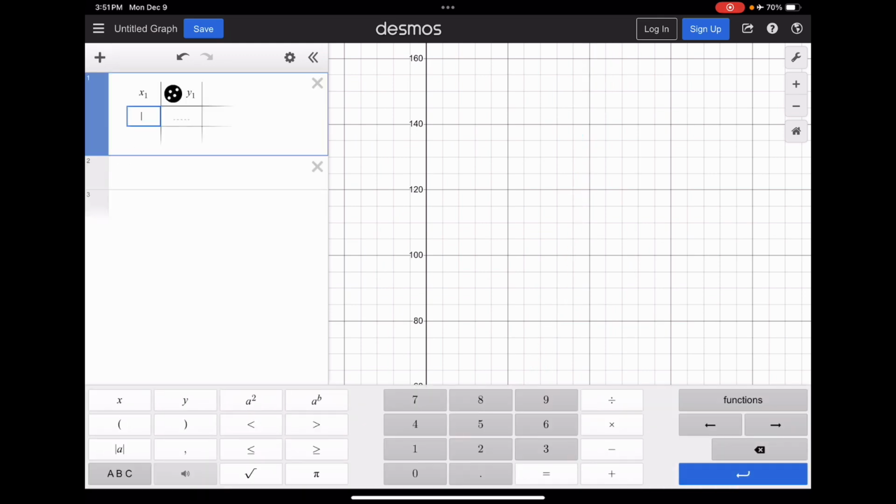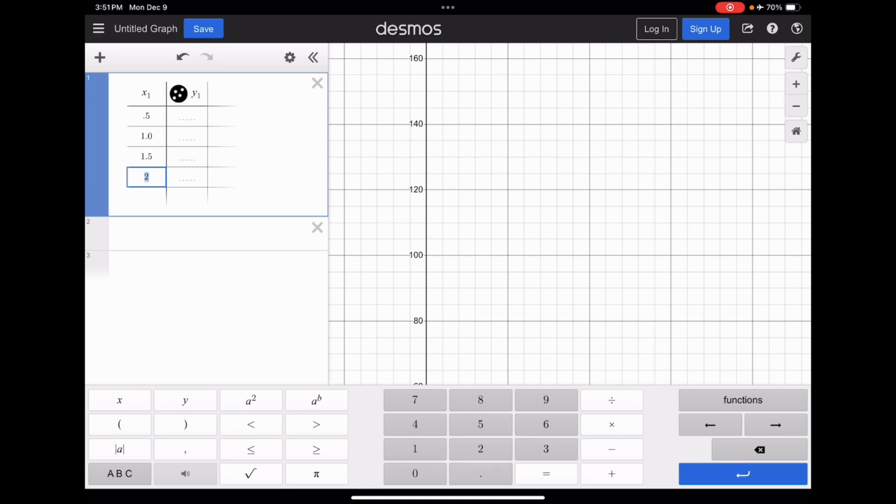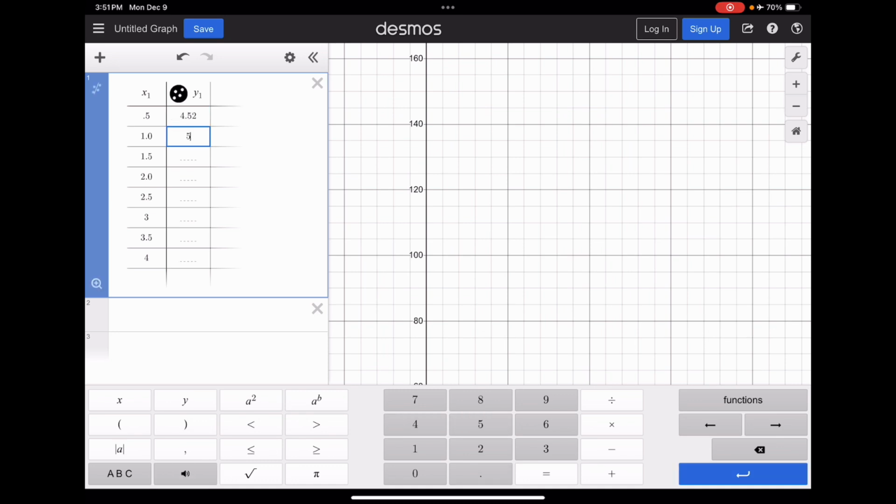And I've got 0.5. This is harder to pause while I am on my iPad, so I'm not going to pause. You're just going to have to deal with me. Okay, 2.53, 3.5, and 4. Okay. 4.52. All right, so there we go.